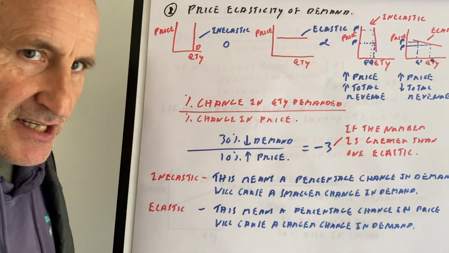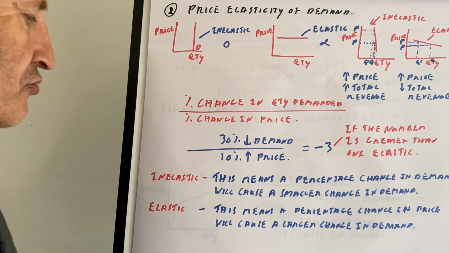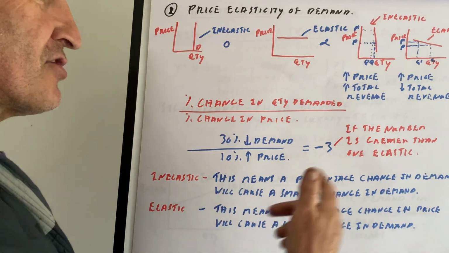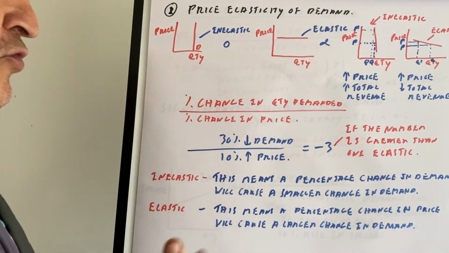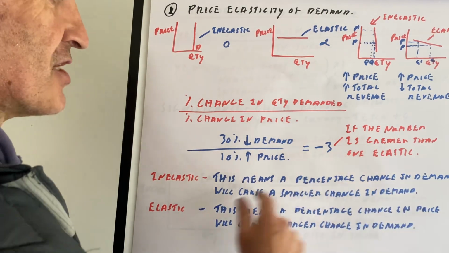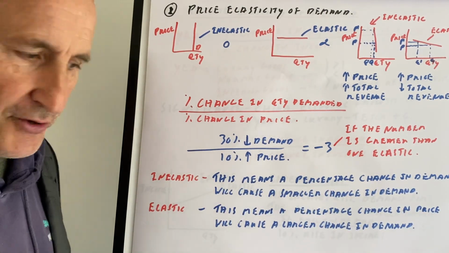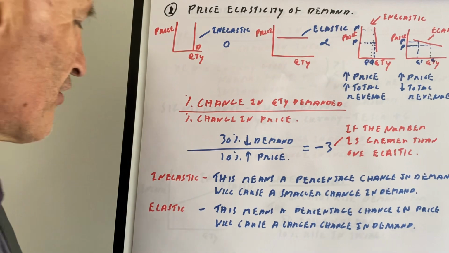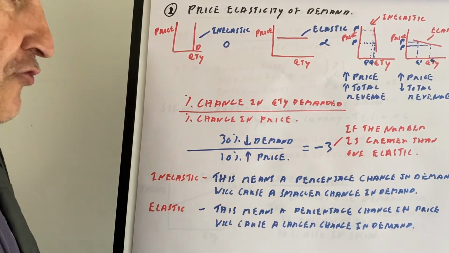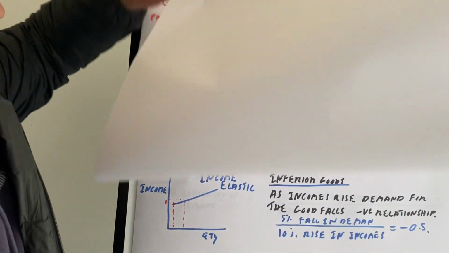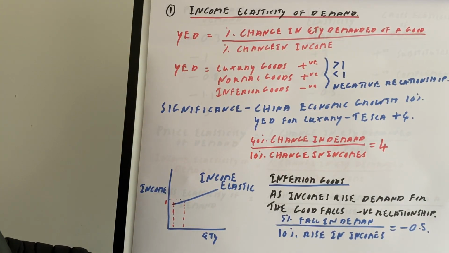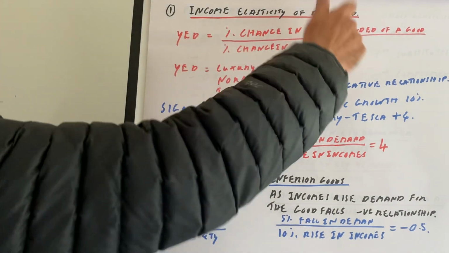That means in an elastic demand curve, if you decrease the price, you will increase your total revenue. In the inelastic demand curve, this means the percentage change in price will cause a smaller change in demand. So that should say price and not demand. Elastic, this means the percentage change in price will lead to a larger change in demand. I got that one correct. Typo.